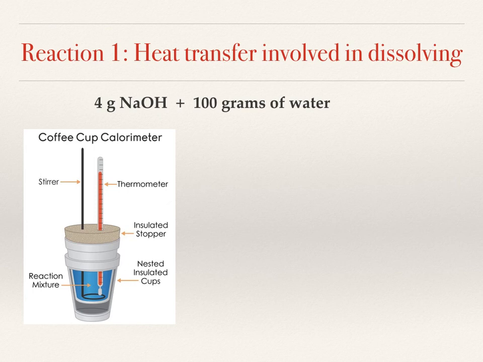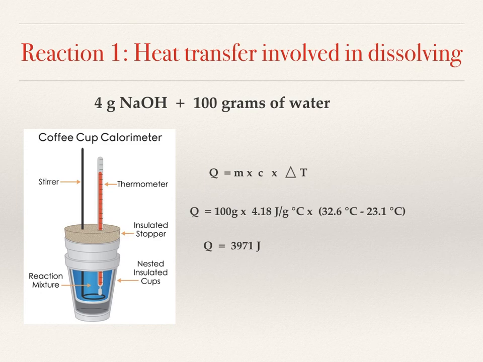We are keeping track of our heats of reaction as the heat because no work was being done in this situation. So we're using our Q equals mC delta T formula, and this is their data. They observed a change in temperature from 23.1 degrees to 32.6 degrees. And plugging all their data into our formula, we recorded that the water absorbed 3,971 joules of energy.